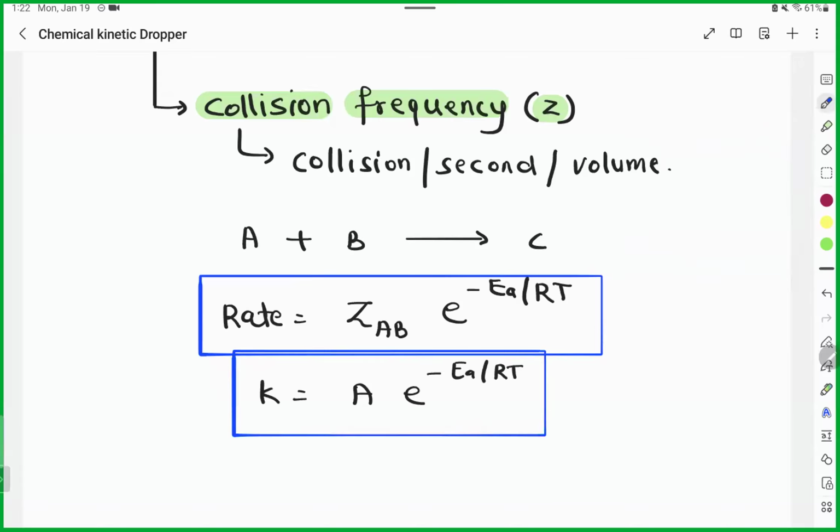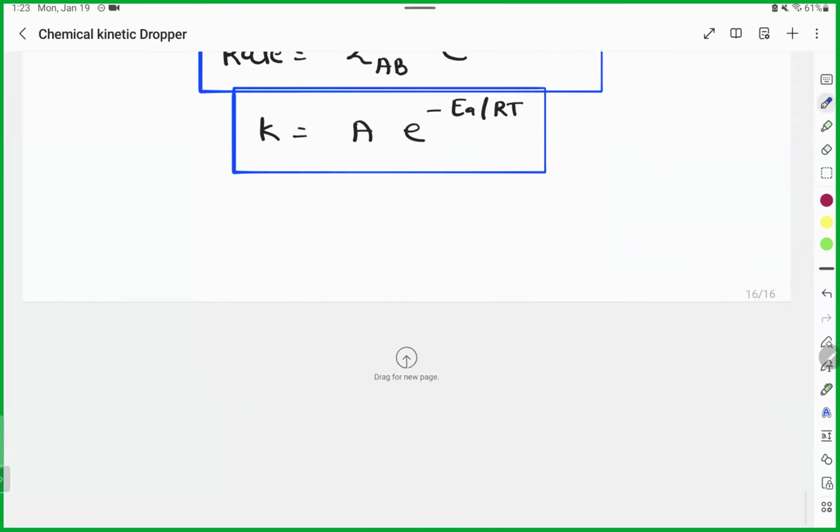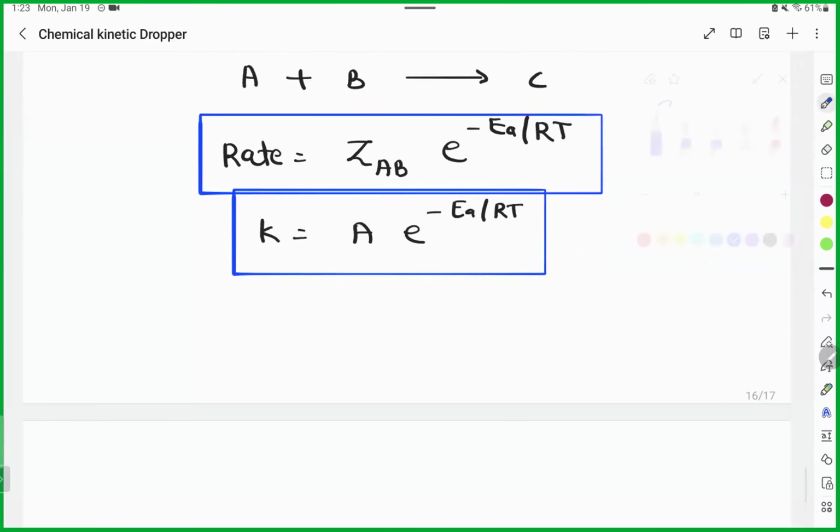Any doubt, guys, in these two equations? Any doubt? Based on these two formulas, the Arrhenius equation and your collision theory, this Z is correlated with the A. Makes sense because both look very close to each other. In the Arrhenius equation you have A, and in collision theory you have Z, and both look very similar to each other.